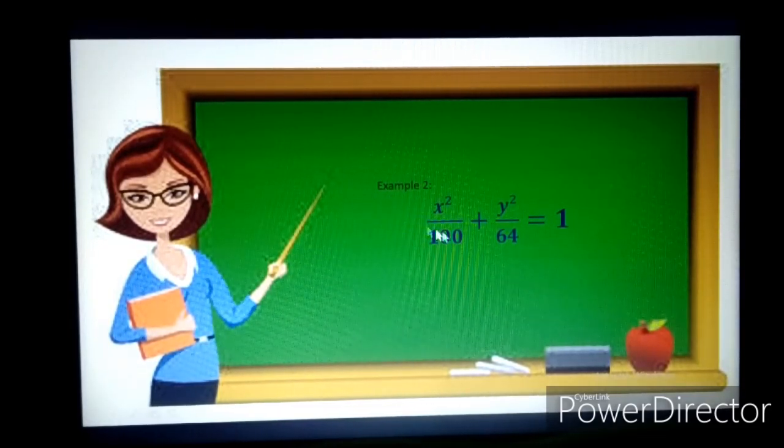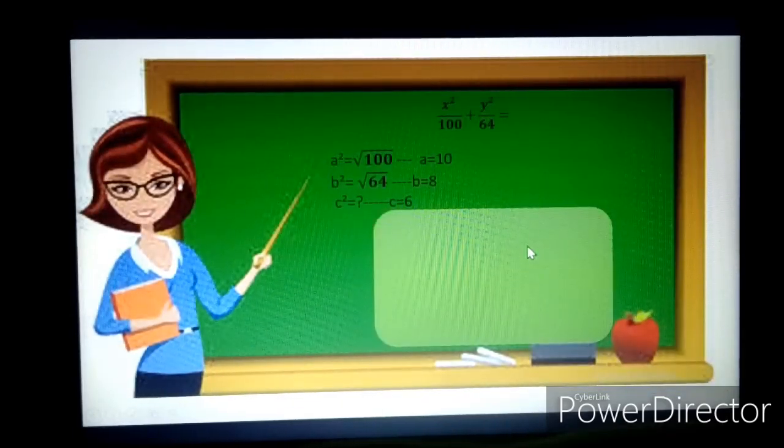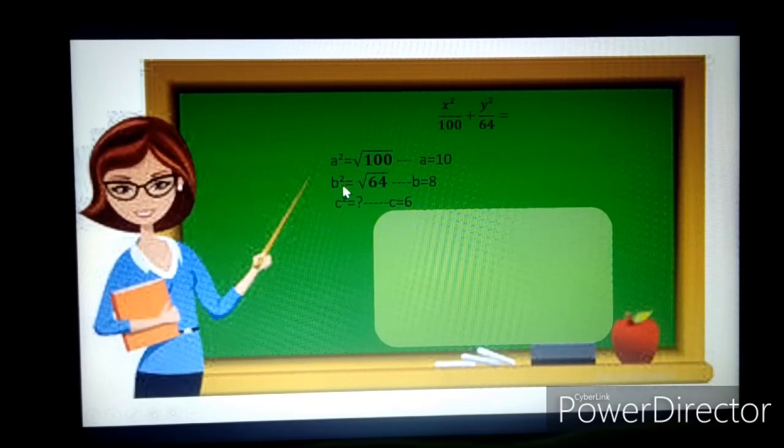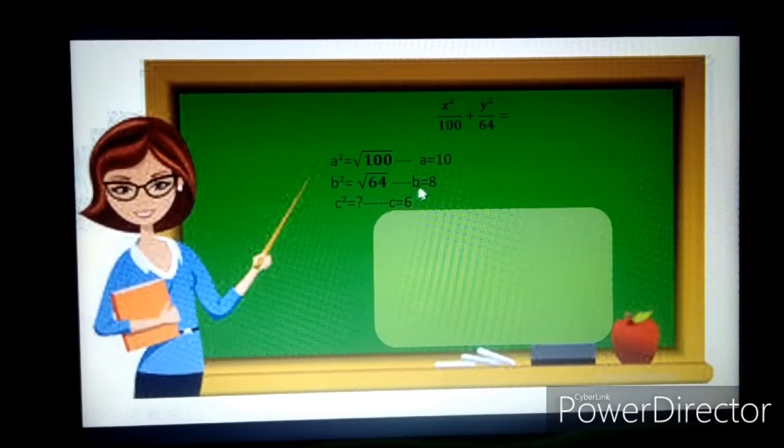So proceed to our example 2. x squared over 100 plus y squared over 64 equals 1. So this kind of ellipse is horizontal. So our a squared here is 100. So our a, the square root of 100, is 10. So our b squared is 64. So the square root of 64 is b. So our b is 8.